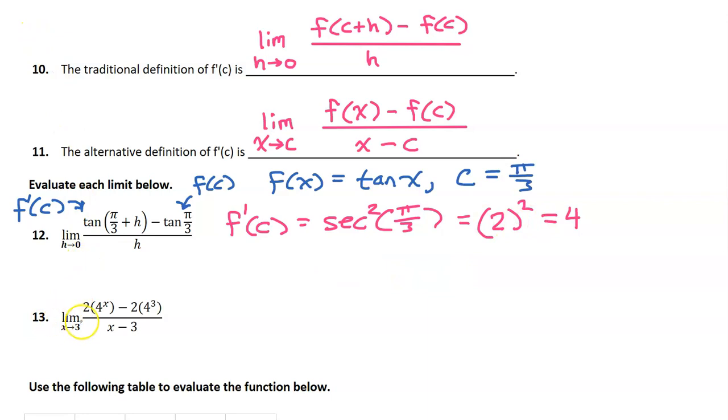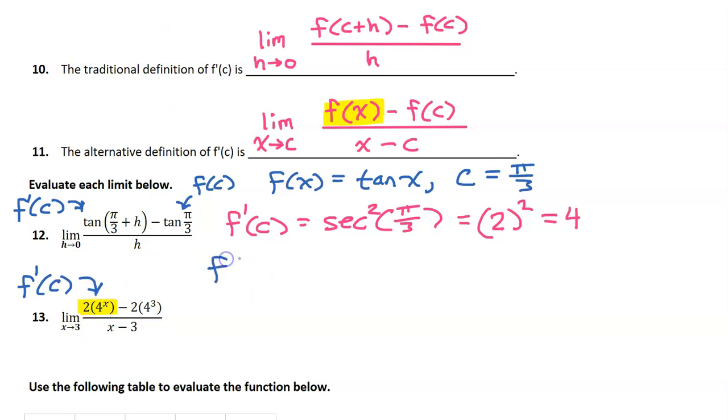Similarly, for problem number 13, if we recognize that this is really f prime at c, it will make it far easier to evaluate this limit. Compare this to the alternative definition of f prime at c. In this upper left-hand corner, we have f of x. And what do we see right there? 2 times 4 to the x power. So guess what? That is f of x.